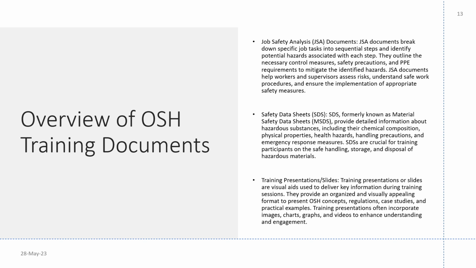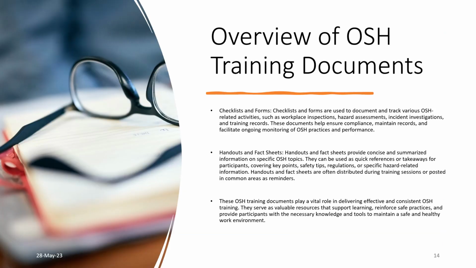Besides that, there are training presentations and slides, like we're having now. Training presentations and slides are the visual aids used to deliver important key information during the trainings. Next are checklists and forms, handouts, and fact sheets. These training documents play a vital role in delivering effective and consistent OSH training. They serve as valuable resources that support learning, reinforce safety practices, and provide participants with the necessary knowledge and tools to maintain a safe, healthy work environment.